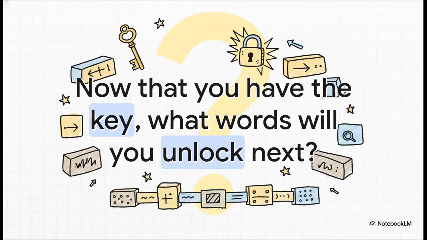So, you now have the fundamental toolkit for decoding a huge part of the English language. The code isn't some big secret anymore. It's a system, and you know how it works. So the only question left is, now that you have the key, what words are you going to unlock next?